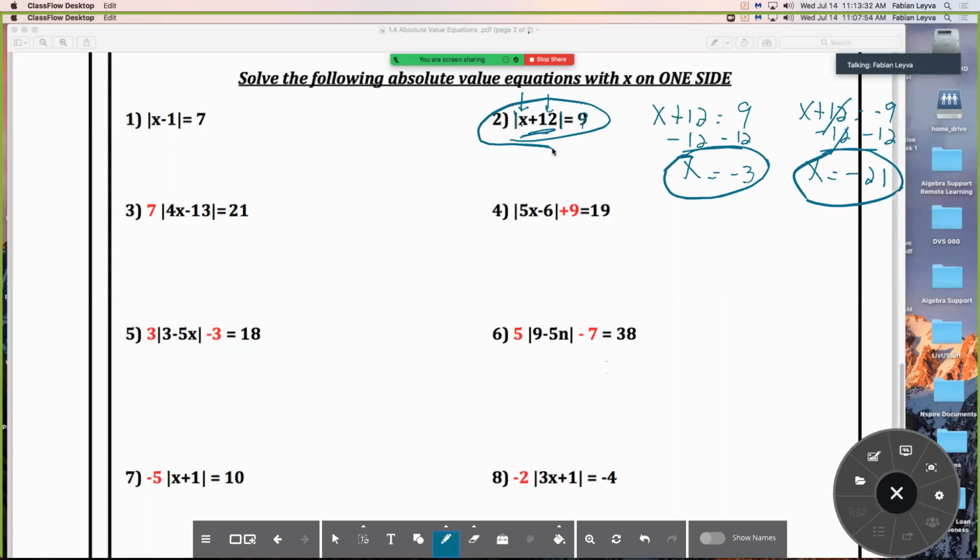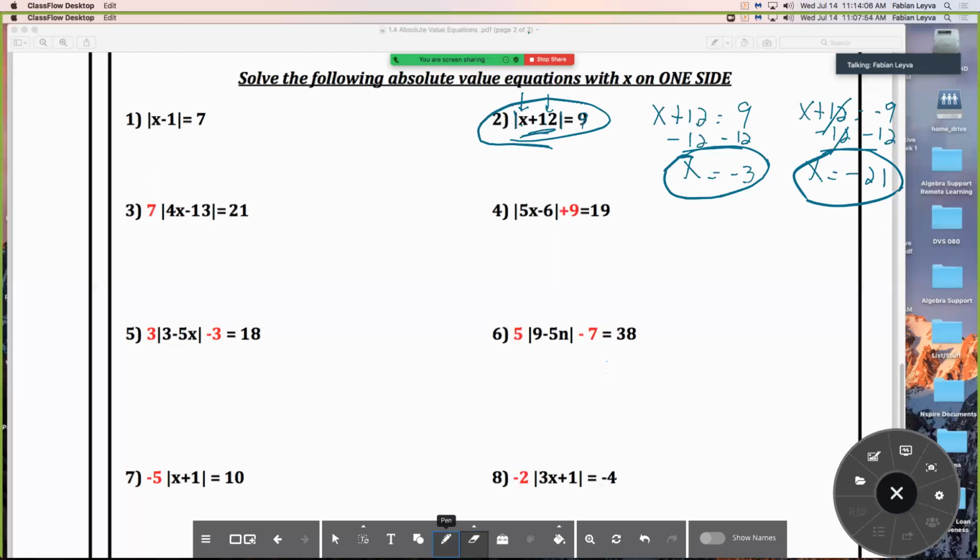So these are what I like to call level 1, because there's nothing really too much to worry about. Now, numbers 3 through 8 are going to take a little bit more work. Let's start with number 3. Notice that I highlighted that 7 because I want to bring attention to it. This equation is pretty much the same thing, but you're doing something slightly different. You're looking for a value of x such that when you multiply it by 4 and subtract 13, its distance away from 0 times 7 equals 21.